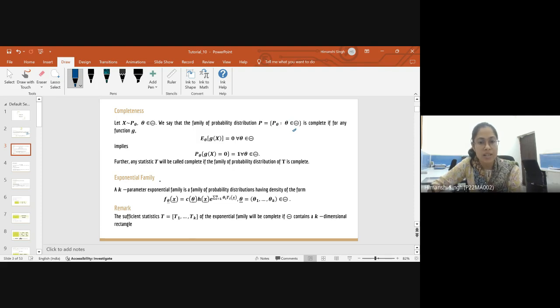Now, when will a sufficient statistic be complete? A sufficient statistic is basically a function of the random sample.